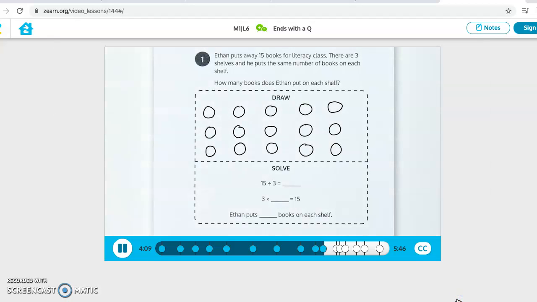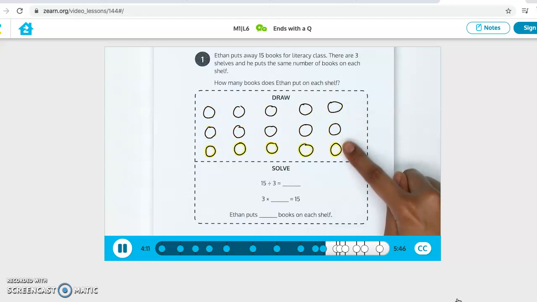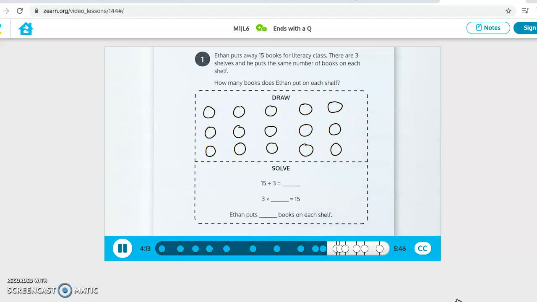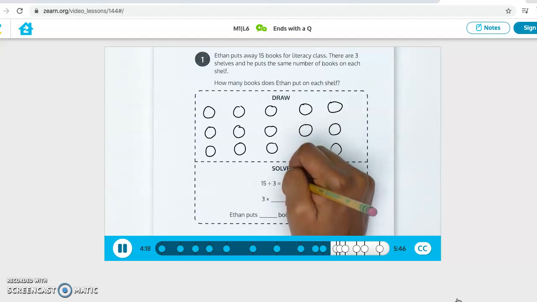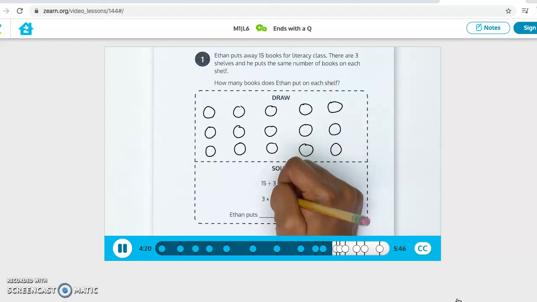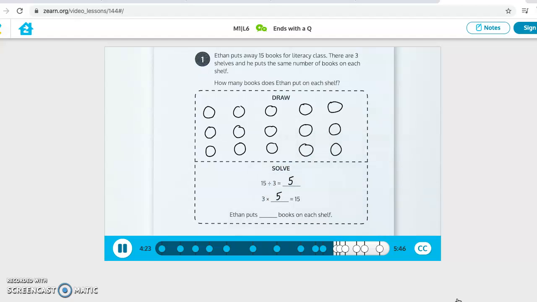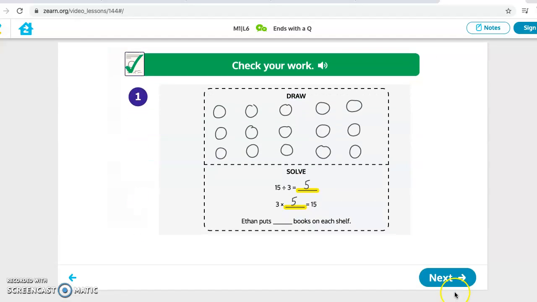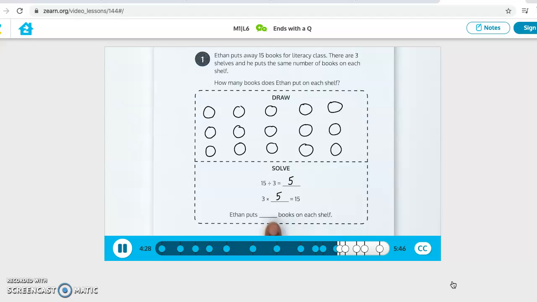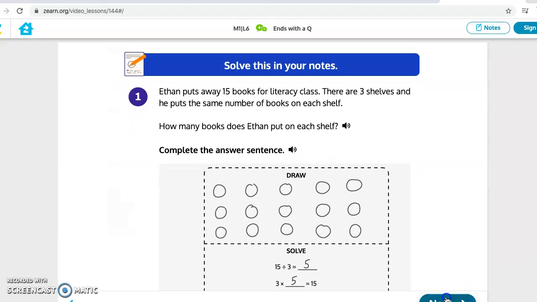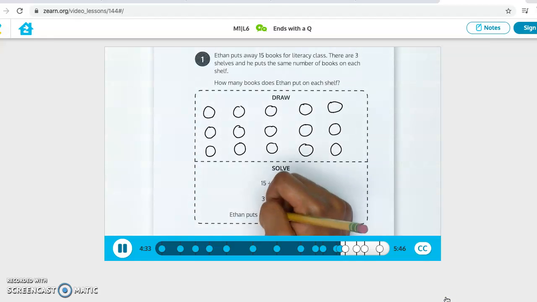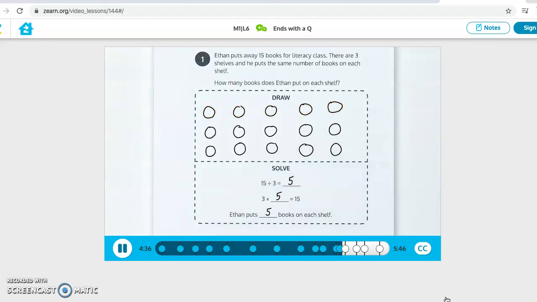We can see in our array that there are 5 books in each row or shelf. So 15 divided by 3 equals 5. 3 times 5 equals 15. Check your work. Now, complete the answer sentence. Ethan puts 5 books on each shelf. Check your work.